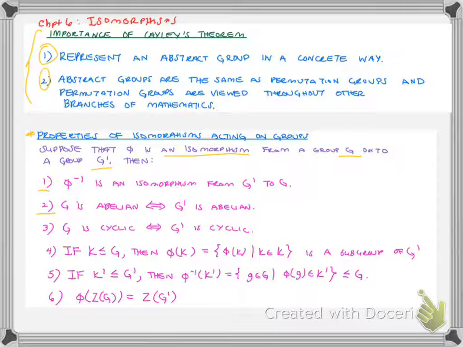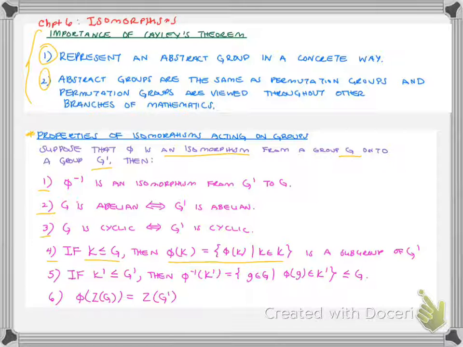Because of time we're not going to do these, but maybe during problem solving or during office hours, if you have questions, I want you to try to prove these. This is something that you should be able to prove using what we know about isomorphisms and groups. Okay. So number 2, G is abelian if and only if G prime is abelian. Number 3, G is cyclic if and only if G prime is cyclic. 4, if K is a subgroup of G, then phi of K equals the set phi of k, where k belongs to big K, that is a subgroup of G prime.